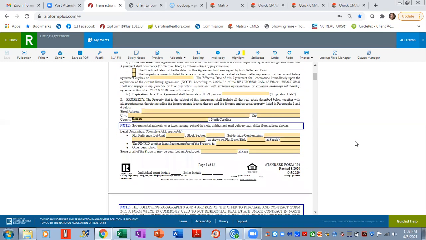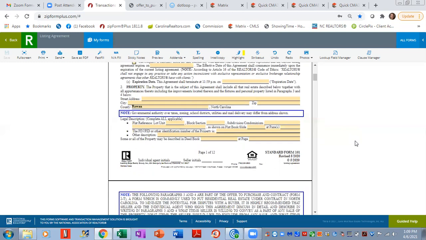So we want to fill out the property address in its entirety. We also need to fill out legal description, which is found on the GIS and different government sites. You can pull up the PIN number for the property. If there is a subdivision, we need to list the subdivision, where it's recorded. If there's a plat map, we'll also need that for our file. And then the deed, book, and page.